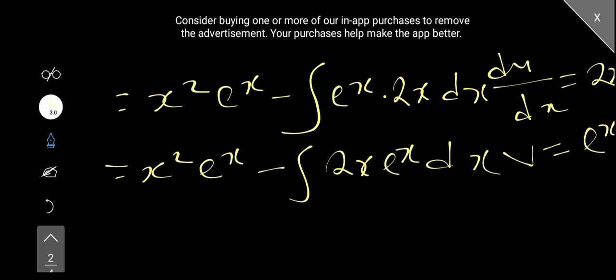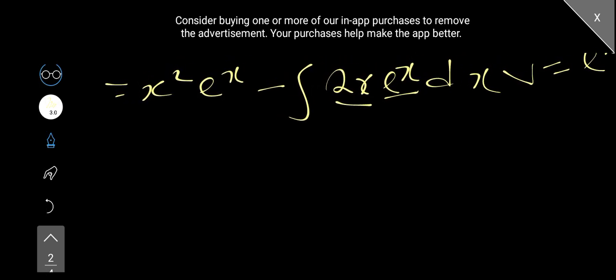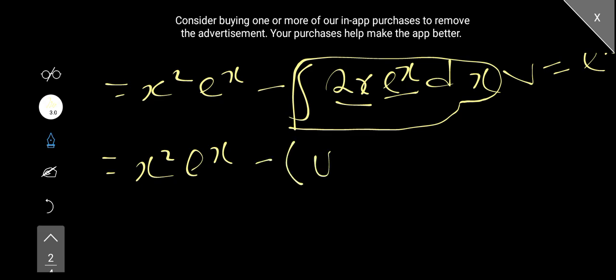If we observe inside this integral, you have two functions, 2x and e to the power x. Therefore, as we said, integrating two functions will require you to use the formula for integration by parts. So this part here, we are going to integrate it using that formula. So we're going to copy x squared e to the power x minus, then we have uv minus the integral of v du.